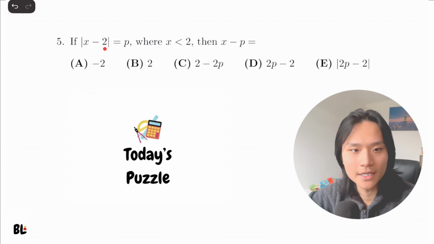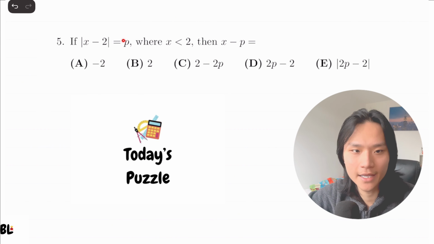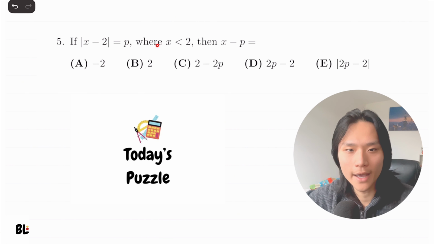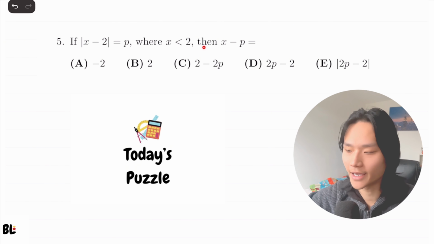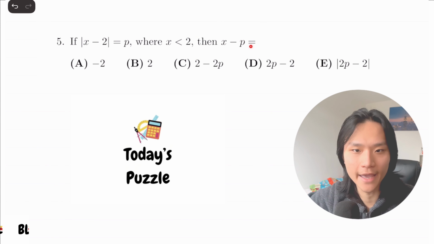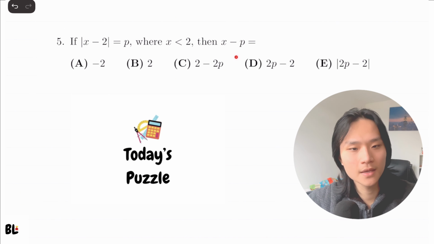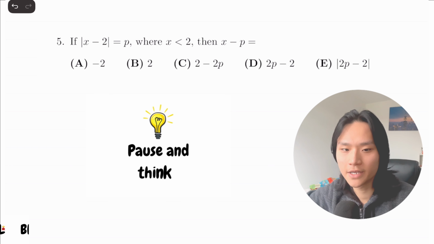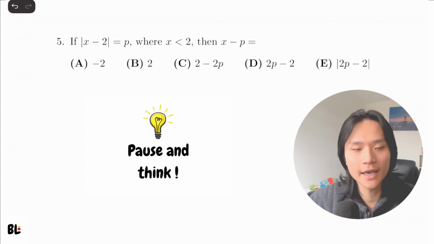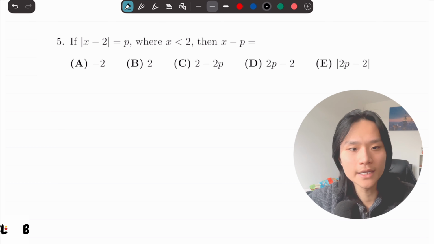If the absolute value of x minus 2 equals p, where x is smaller than 2, then what is the value of x minus p? So pause the video and think about this problem, and when you're ready, keep reading for the solution.